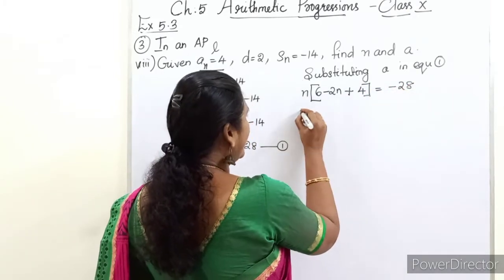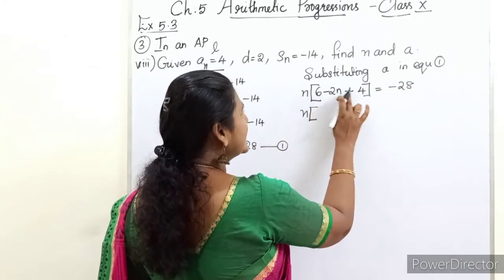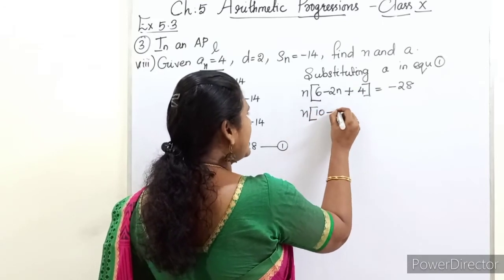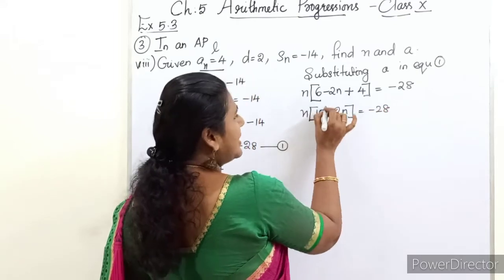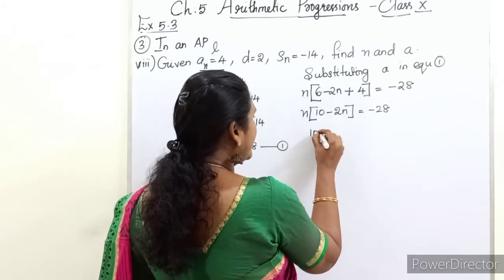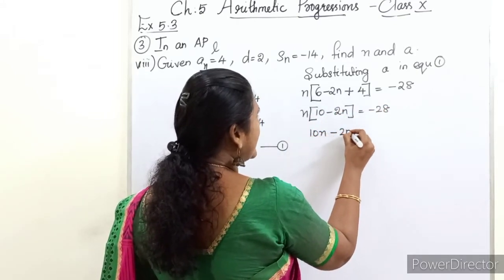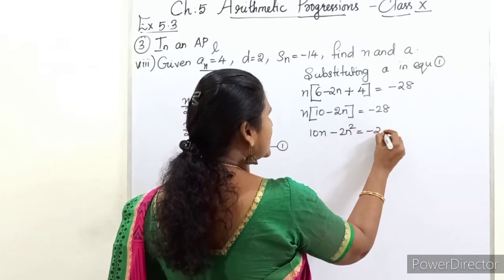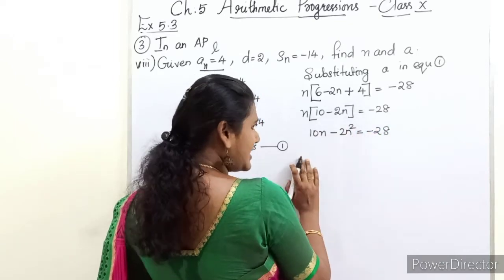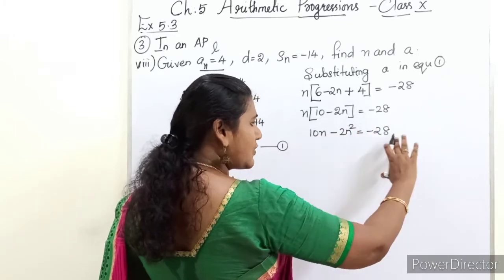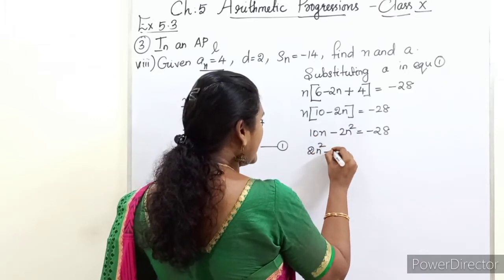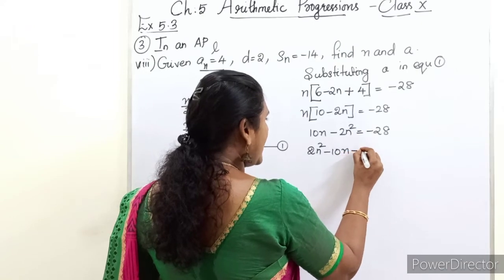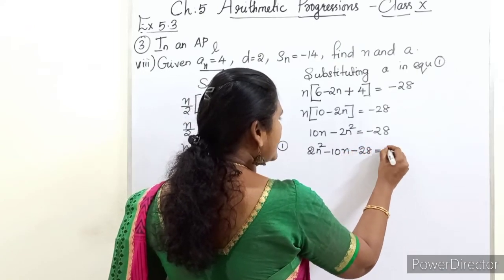Now we will simplify this. So n into 6 plus 4 is 10. 10 minus 2n is equal to minus 28. We will multiply by n. So 10n minus 2n square is equal to minus 28. Now we will take everything to the right side. We will make it in the standard form of a quadratic equation. So 2n square minus 10n minus 28 is equal to 0.